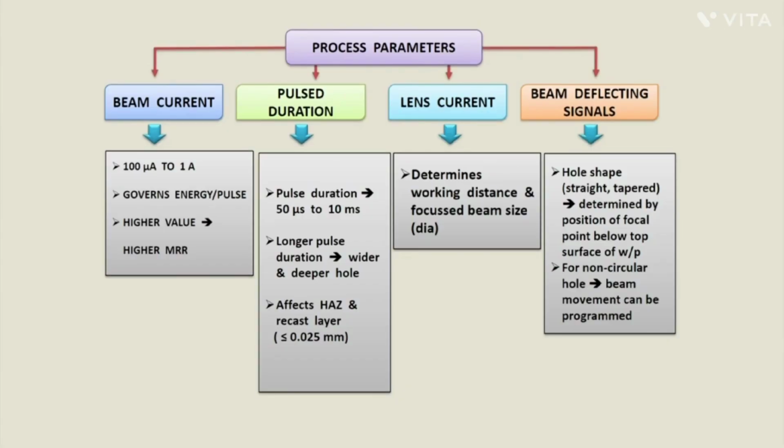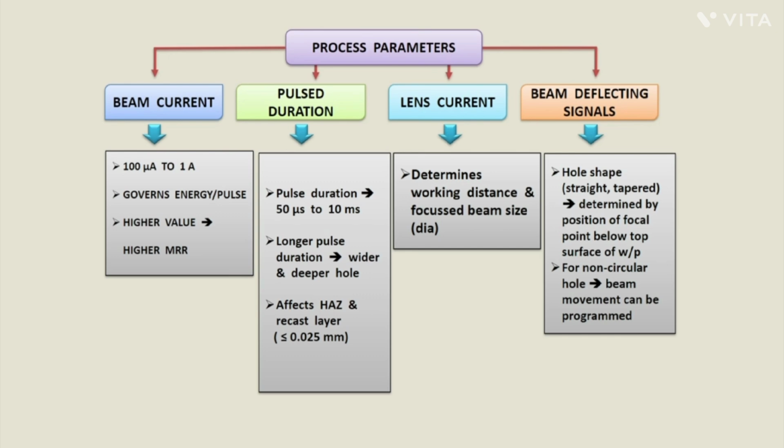The beam current varies from 100 microampere to 1 ampere. This beam current governs the energy per pulse. It governs the beam energy per pulse on the workpiece surface. A higher value of beam current will generate high beam energy per pulse and a high material removal rate. So by changing this beam current, you can change the beam energy or the material removal rate from the workpiece surface.